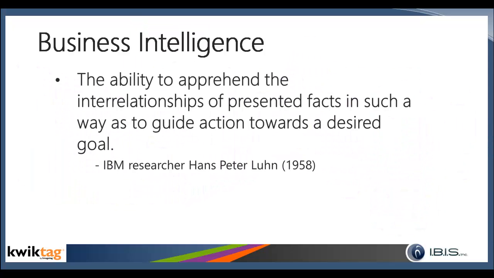So I want to start with a definition. Business intelligence is the ability to apprehend the interrelationship of presented facts in such a way as to guide action toward a desired goal. This was a 1958 quote. So this is not exactly a new thing. Business intelligence has been around for a little while. It has different ways of approaching the information now. New tools are being developed all the time. It's something that is grabbing some more attention. And so we need to not forget that it's not brand new. We have a lot of knowledge to fall back on.